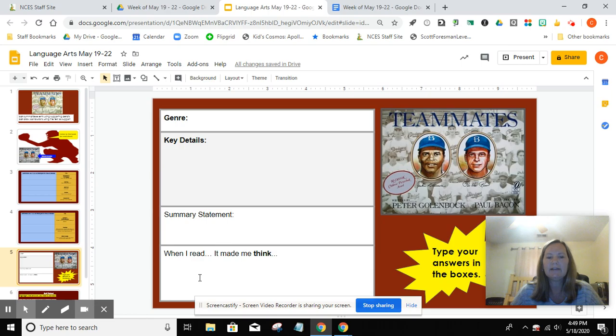And then, when I read, it made me think. So this is going to be your own thought, your own opinion about it. Does it remind you of something else that you've read? Does it remind you of something that you've had to go through in life, or someone that you know has had to deal with? So think about that connection piece. That's what this is really about, okay?